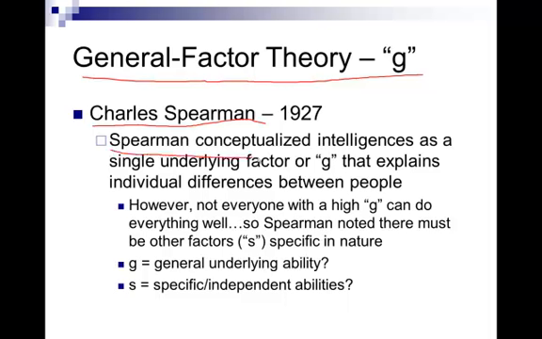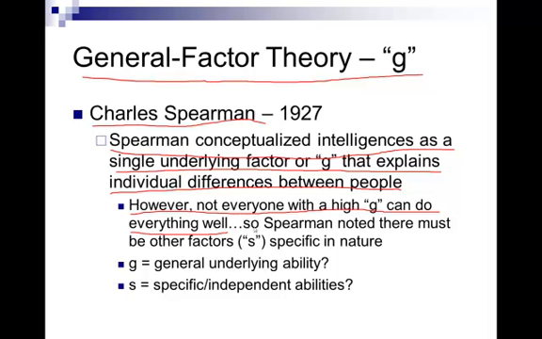Spearman conceptualized intelligence as a single underlying factor, or G, that explains individual differences between people. Now, as far as he was concerned, not everyone with a high G level can do everything well. You would think that, based on Spearman, you could do everything. You're super intelligent. Well, that's not the case.